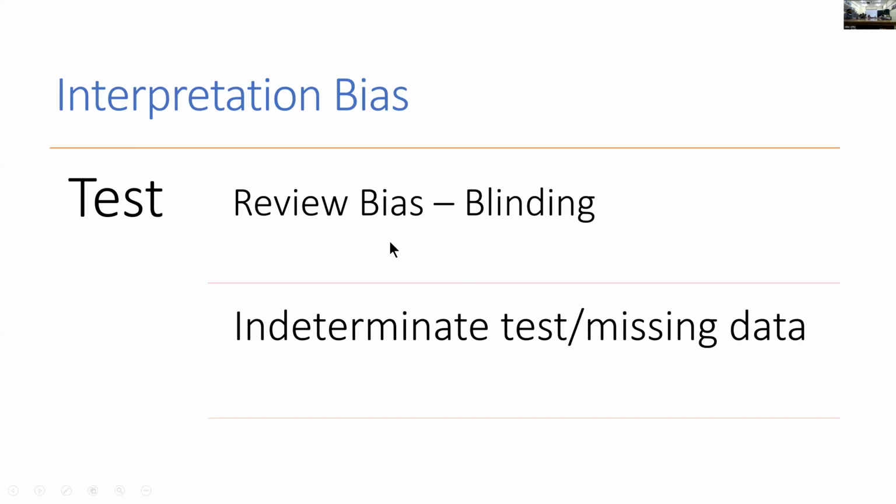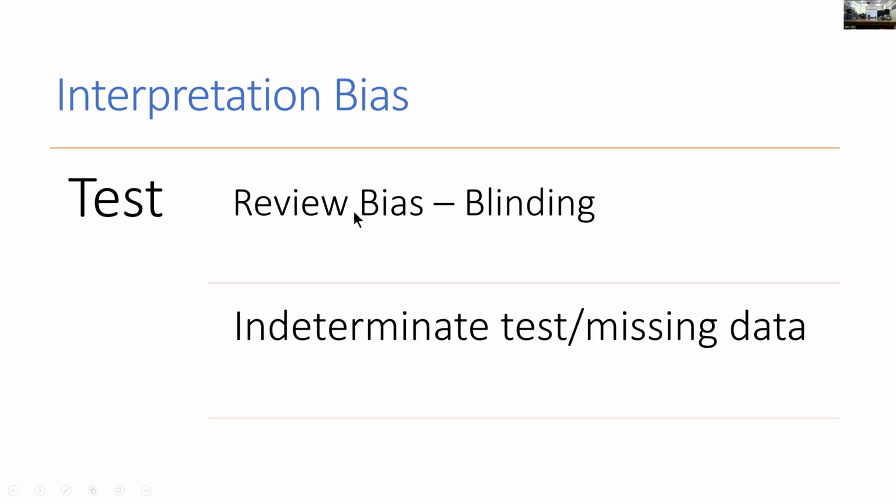Next would be interpretation bias. That depends on how the test report is reviewed. Now, suppose in a study there's an index test and a final gold standard test. The report of the index test should be done independently of the report of the final test. If the result of the index test is known to the person who is assessing the outcome of the final test, there will be some bias. That is called the review bias.